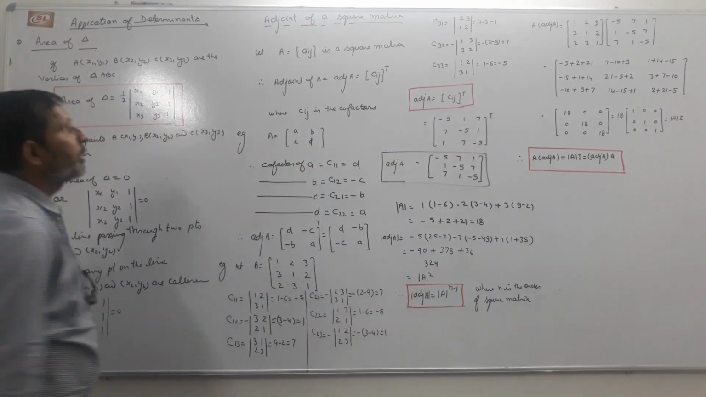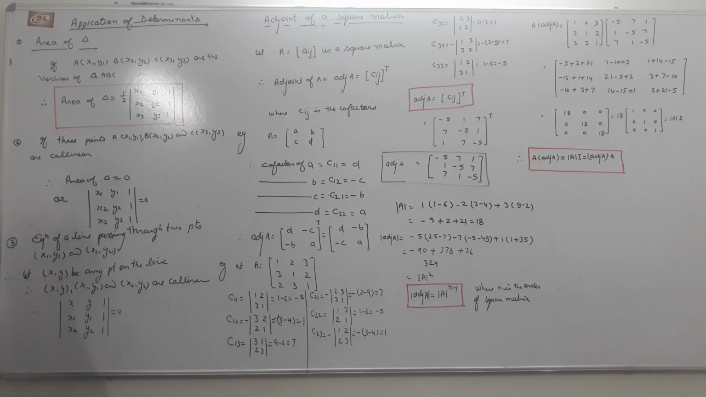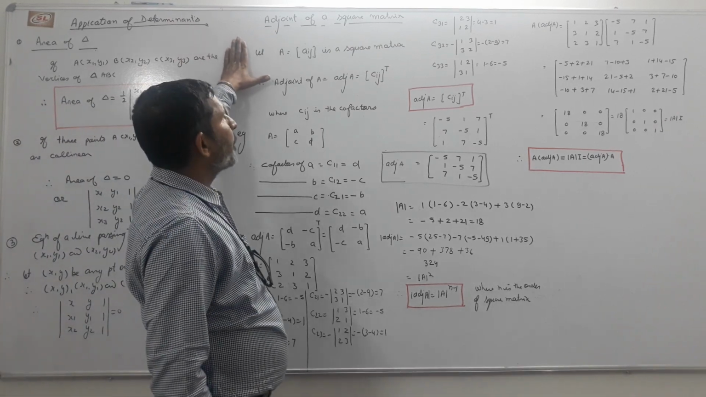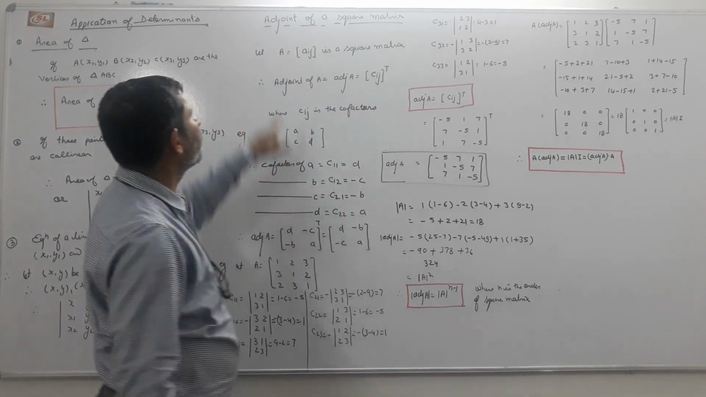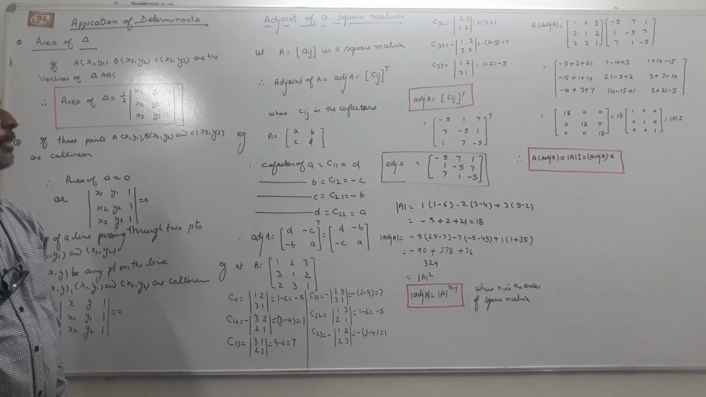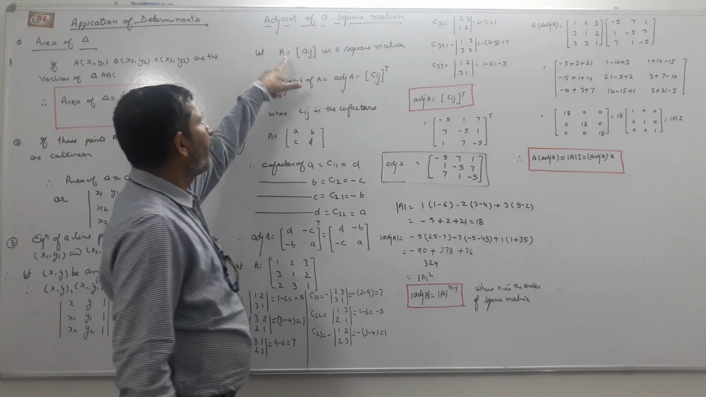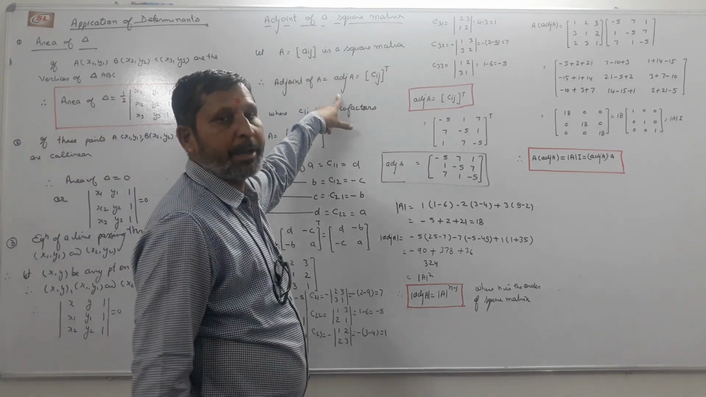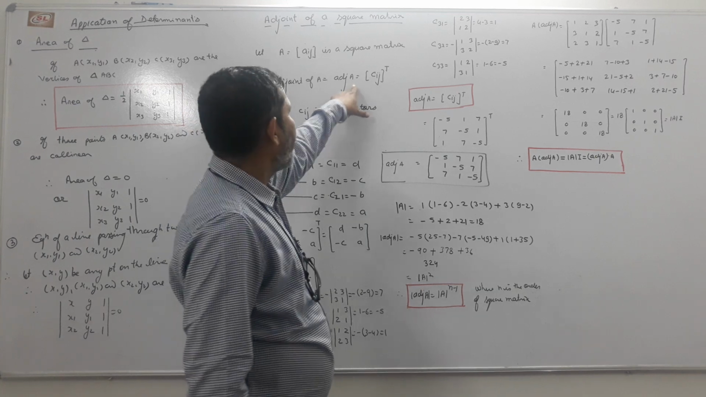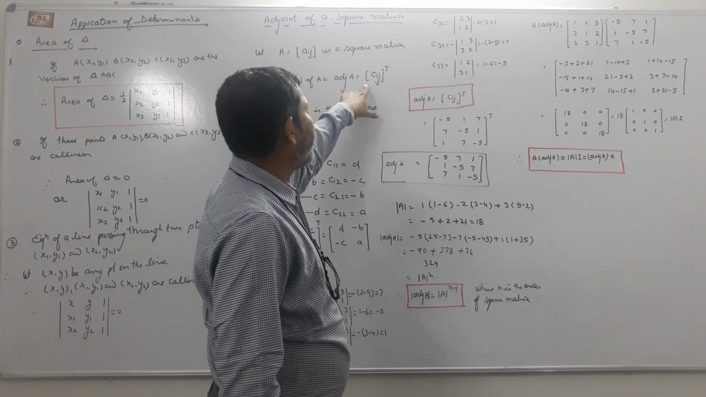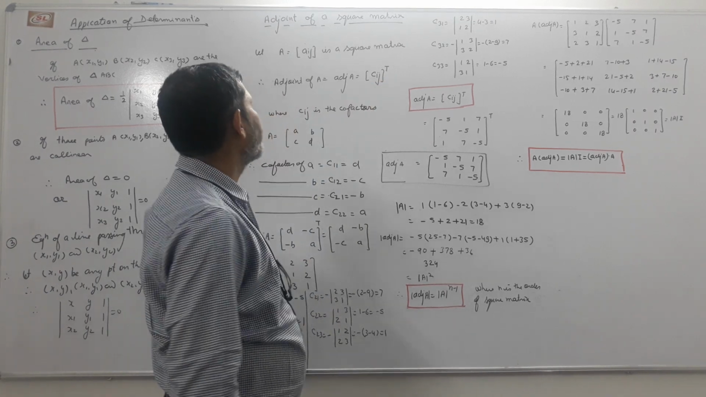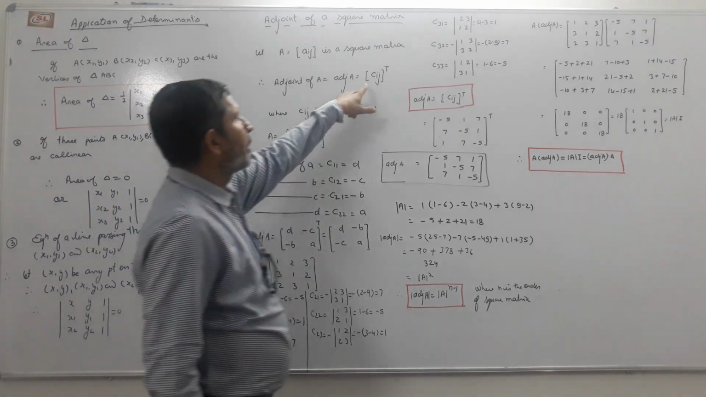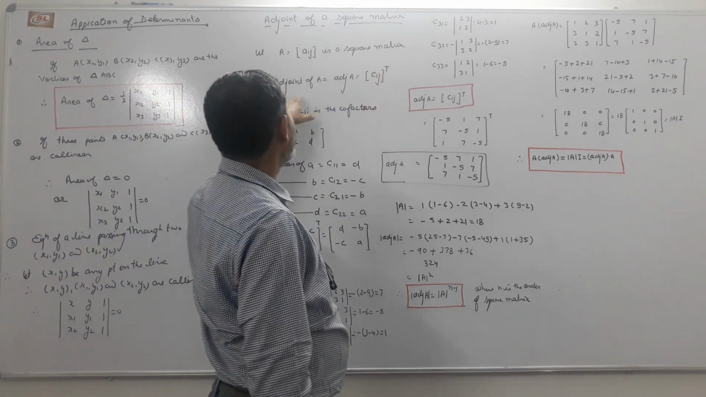Yes. Now we start the next topic, and it is very important, the matrix also. So the topic is the adjoint of a square matrix. Let me suppose that A is a square matrix of any order. Then what is the adjoint of A? It is denoted by adj A, and that is the transpose of the matrix of cofactors. Cij is the cofactor of each element, and the transpose of the cofactors is the adjoint of the matrix.